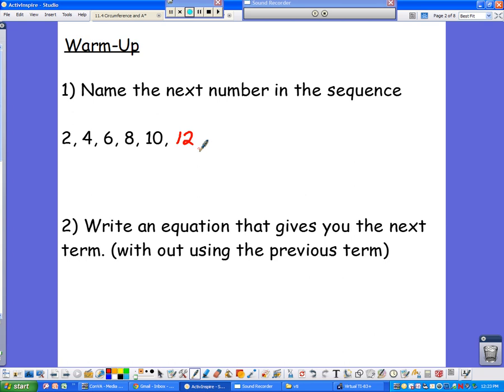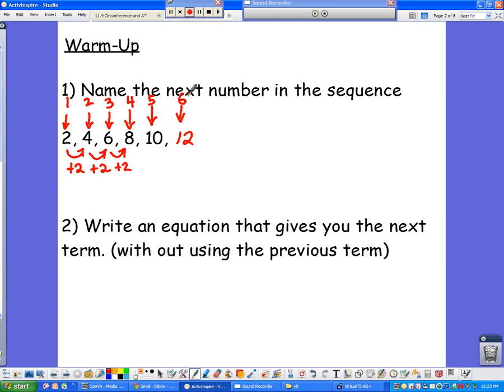Okay? So item number 2 says, we want to write an equation that would give you the next term. And we don't want to use the previous term. In other words, you could view this as, oh wait a minute, I just took this plus 2, I took this plus 2, and I took this plus 2. So I don't want to use the previous term in order to get the next term. So here's what we're going to do. When you're looking at a sequence, this is our first term, this is our second term, this is our third term, this is our fourth term, our fifth term, and our sixth term.